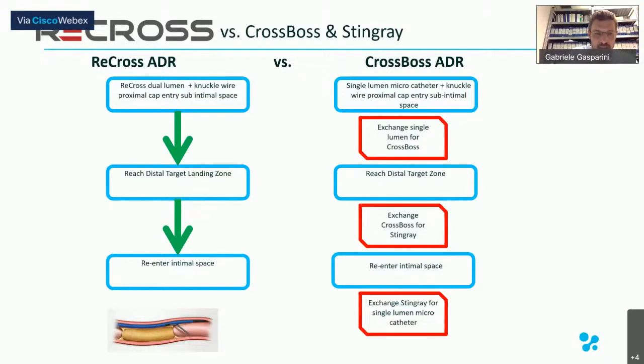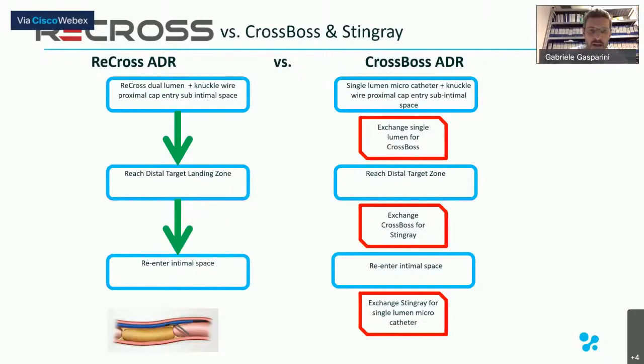In that case, thanks to the different position of the lateral exit port, you can advance it into the subintimal space as a single lumen microcatheter. Then you can use the over-the-wire lateral exit port to perform the puncture from subintimal to the distal true lumen as a re-entry device. And once you gain the distal true lumen, you can advance it as a single lumen microcatheter into the distal true lumen.